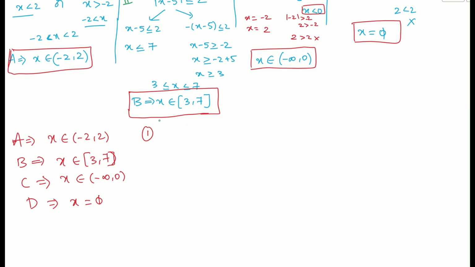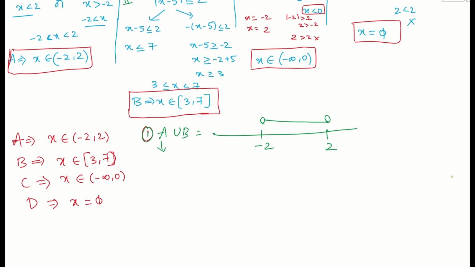Let me change the color. The first one will be A union with the B set. What is the A set here? Let us take it on a number line. This will be very easy. So negative 2 to positive 2. I'll be drawing A with a green color. 2 is not included, negative 2 to positive 2. These are the values of X here.